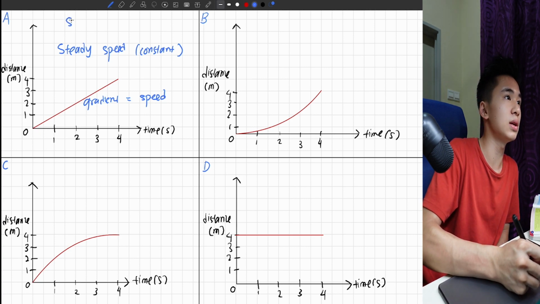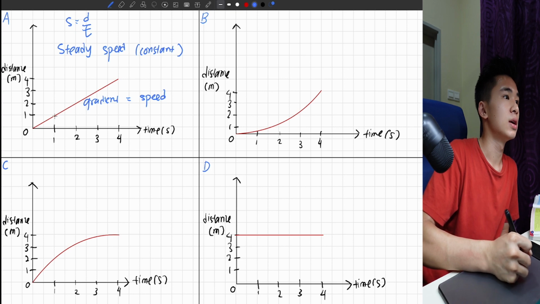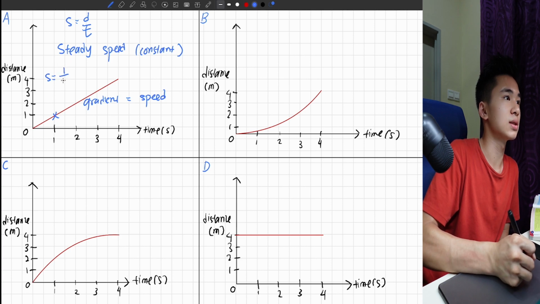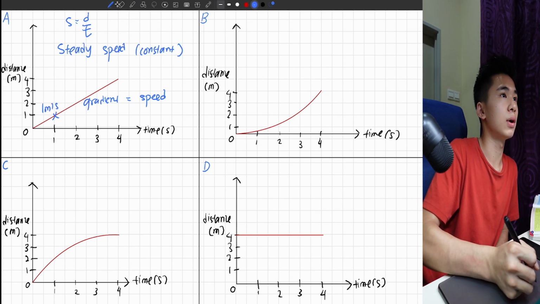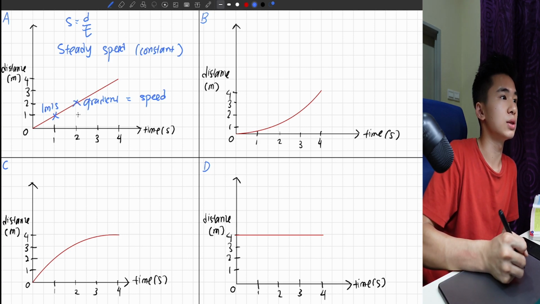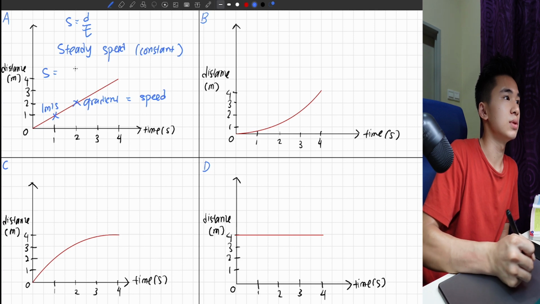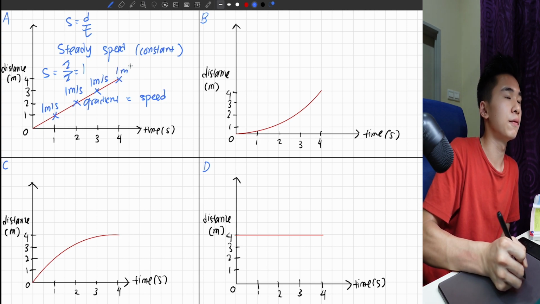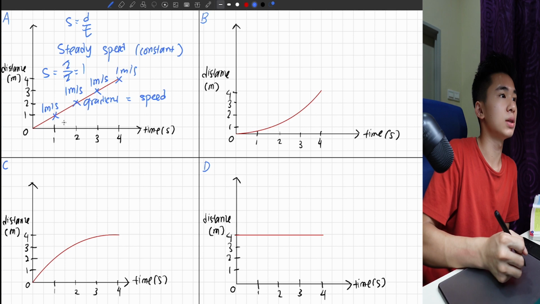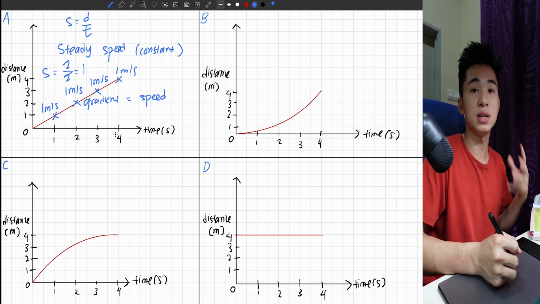The formula of speed is speed equals distance over time, right? So the first point: speed equals distance, which is 1, over time, which is 1, so 1 over 1 equals 1, so 1 m/s. Okay, let's try another one. Let's look at this point, 2 and 2. Speed equals distance, which is 2, over 2, which is 1 as well, so 1 m/s. So every point is going to be 1 m/s, as long as you follow the scale, which is 1 and 1, 2 and 2, 3 and 3, 4 and 4, the speed is going to be the same.